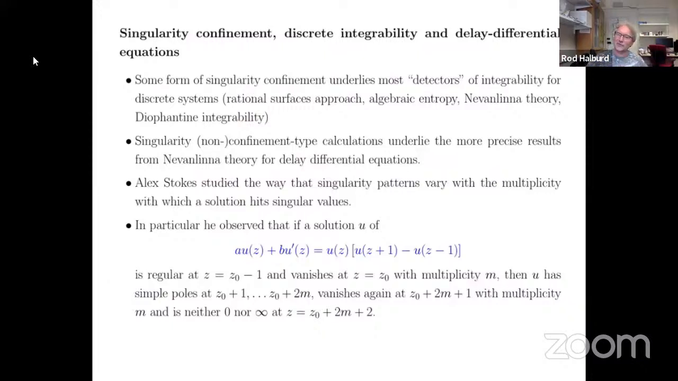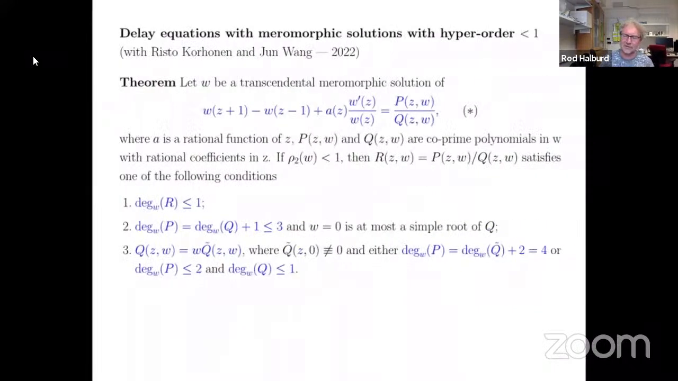You've got the same number of zeros and poles counting multiplicities, but you have this completely weird singularity pattern that we haven't seen anything like that before, which is really interesting, and employing that in some of these results should also give us finer answers. I'm almost out of time, so let me just kind of add that in more recent work with Risto Korhonen and Jun Wang, we can get more precise answers to the ones that we had before.